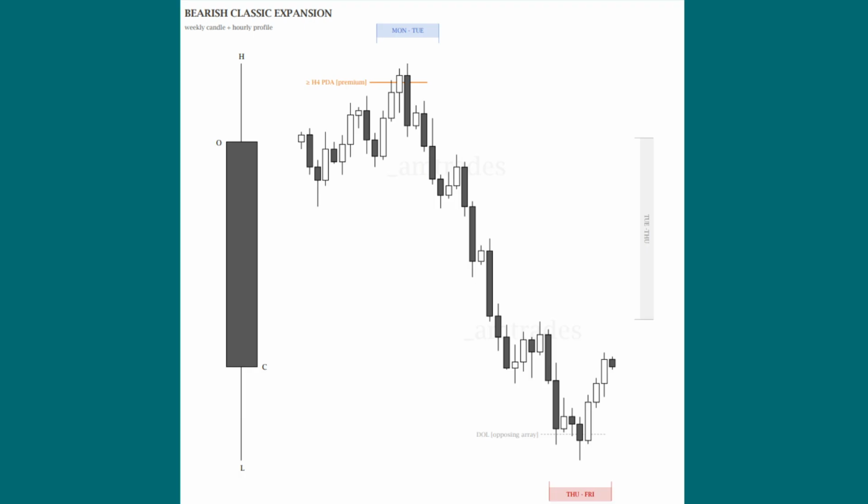Then for the bearish classic expansion, we can clearly see that we had a rally to the upside, mitigating our premium PDR, then a drop up to when we mitigated, or up to when we got an opposing PDR on a Thursday, making our weekly low on a Thursday, then our retracement on a Friday.